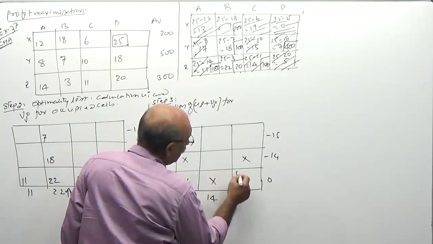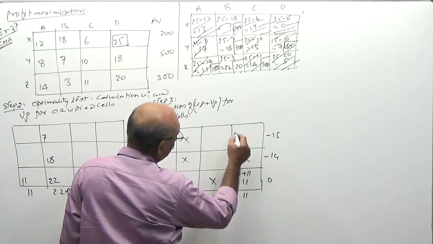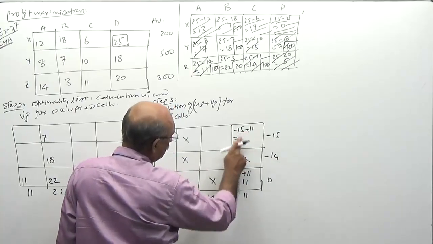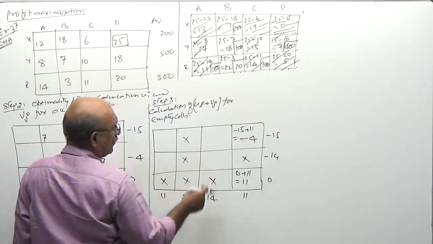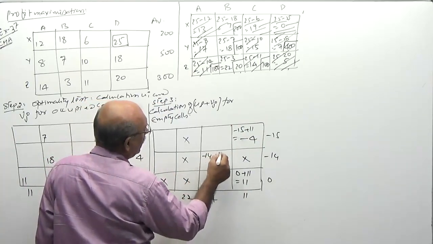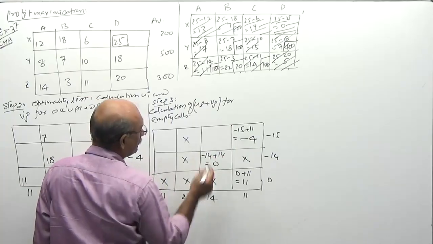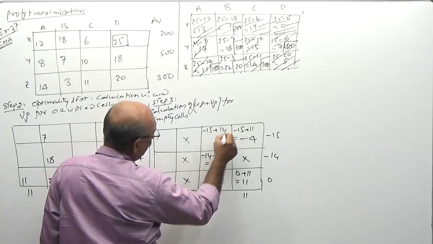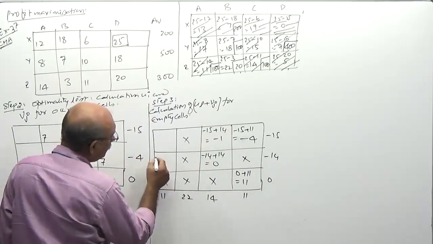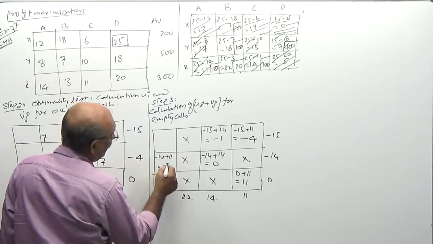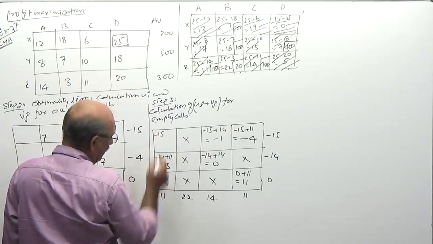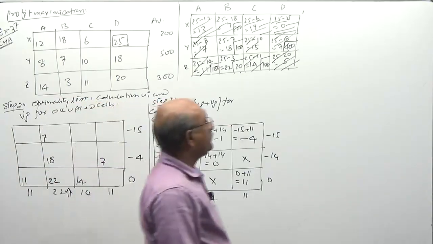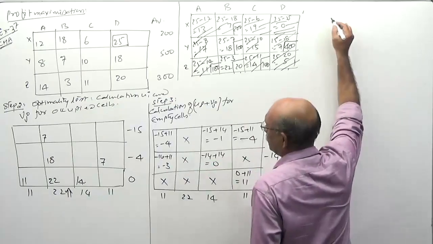Zero. So 0 plus 11 is 11. Minus 15 plus 11 is equal to minus 4. Minus 14 plus 14 is equal to 0. Minus 15 plus 14 is equal to minus 1. Minus 14 plus 11 is equal to minus 3. Minus 15 plus 11 is equal to minus 4. So let's go for step number 4.